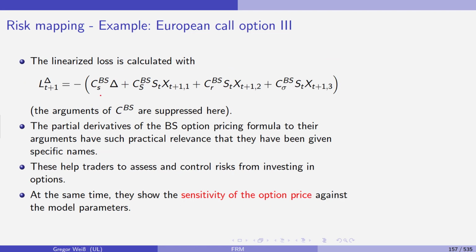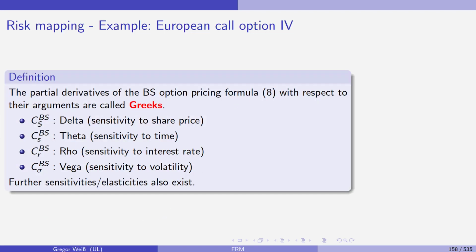Then linearized, it's the partial derivatives of the Black-Scholes formula, and as you can see, we suddenly are confronted with partial derivatives of the Black-Scholes option pricing formula. They actually are proxies for the risk factors in the linearized loss of the European call option, but they also show you the sensitivity of the option price against the model parameters, and that's why they get a special name. Those partial derivatives are called the option Greeks.